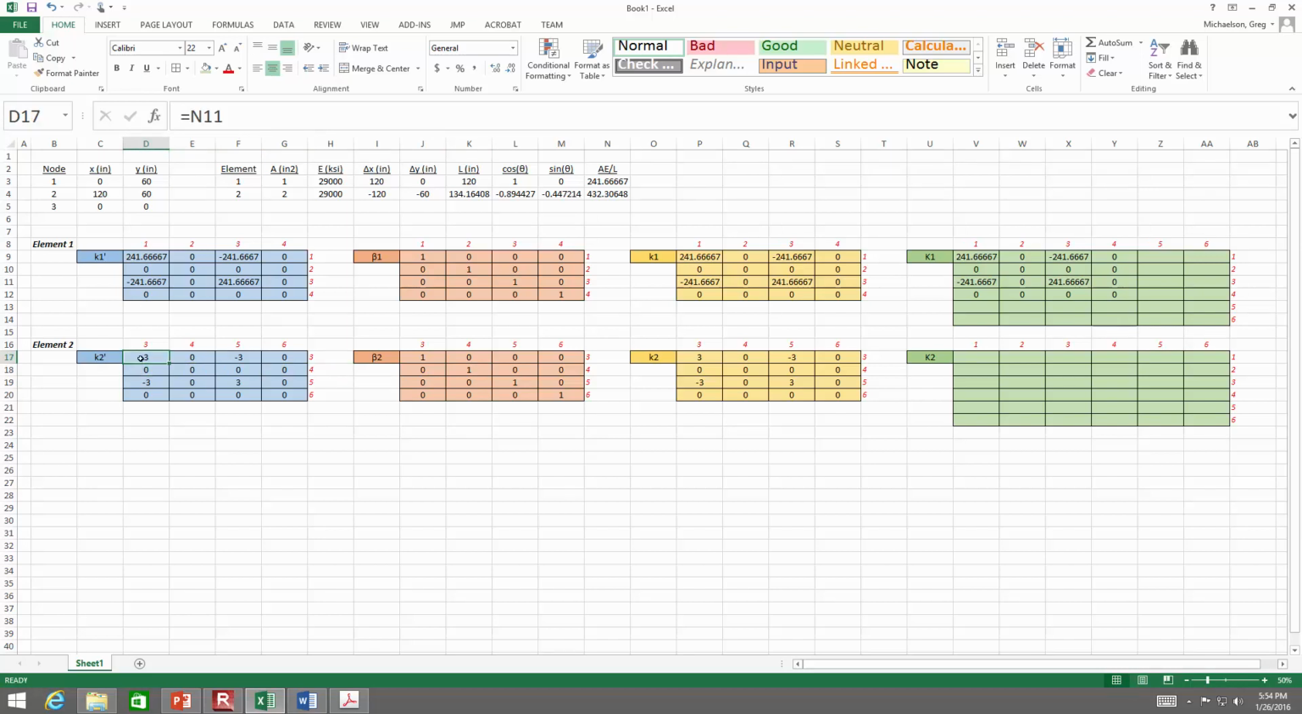Let's review. Let's start off at the very beginning. Local stiffness matrix. Most of it is 0 except for this, this, this, and this, right? And those are AE over L, right? Do we have AE over L for element number 2? And it's, what is it? 432 something.